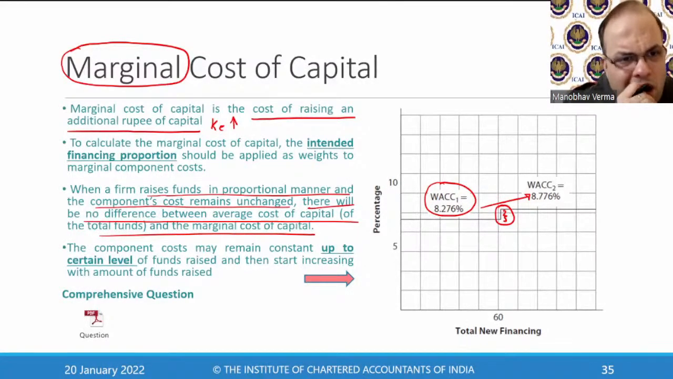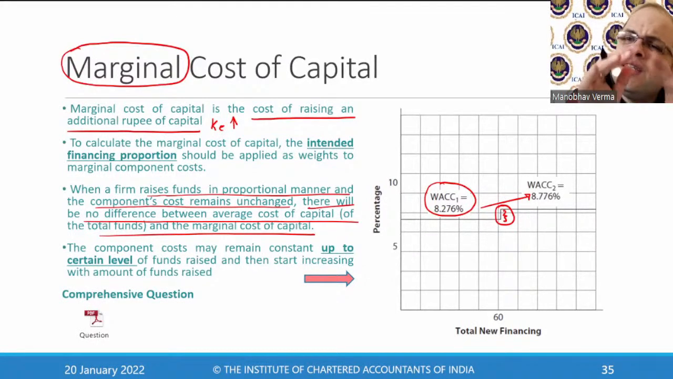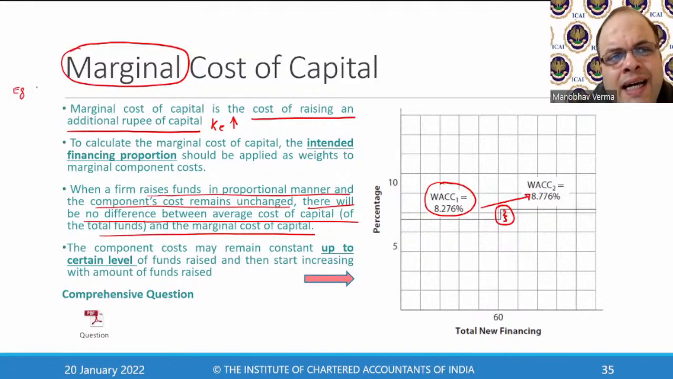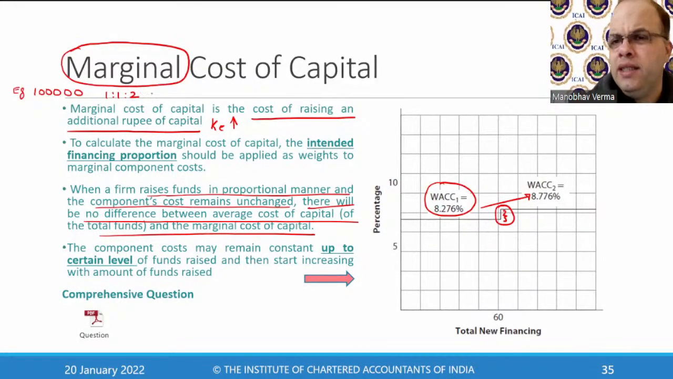But the problem is, this is only happening when you have enough retained earnings. Let's say I decide that I will keep on having a ratio of 1:1:2. Let's say 1 is my debenture, 1 is preference share, 2 is my equity. And I'm just giving an example here, guys. Let's say I need an expansion plan of 1 lakh rupees. I'm using 1:1:2, where 2 is my equity. So the equity component needs 50,000.